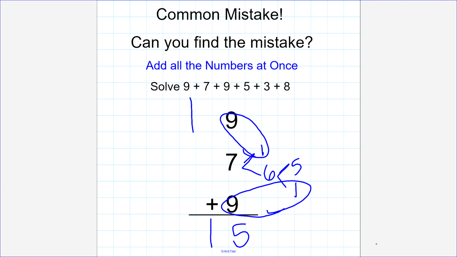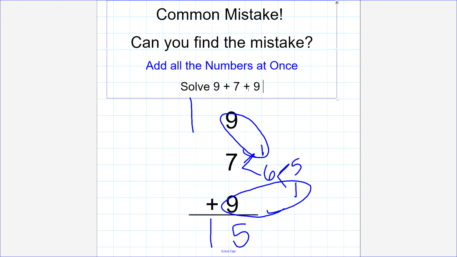We're going to go ahead, third grade, and look at a couple of mistakes. I want you to see if you can find the mistake that I've made here. Oops, let me fix this. You can see that I am adding the problem 9 plus 7 plus 9. You can see the work that I've done. Take a moment and think, what is the mistake that I made?